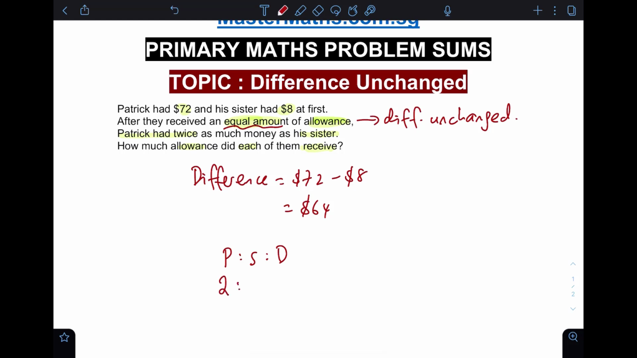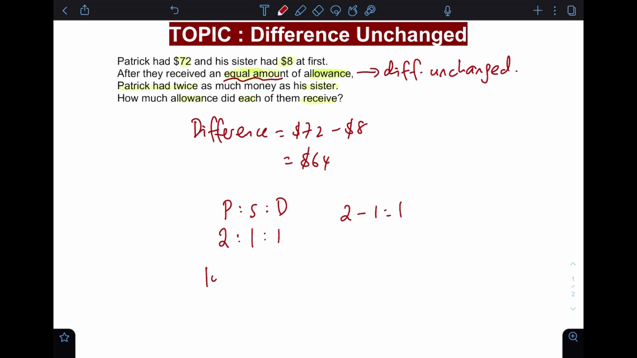So later on in the after case, Patrick to sister to the difference will be 2 and 1, because Patrick had twice as much as the sister, and the difference will be 2 minus 1, which is just 1 unit. Later on, that 1 unit is also equal to $64, which tells us that the sister at the end had $64.